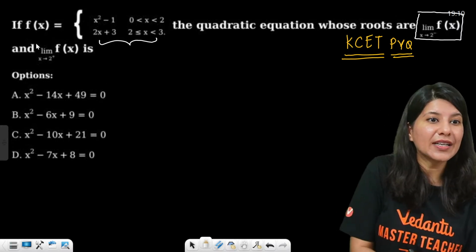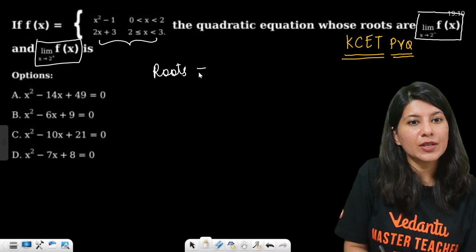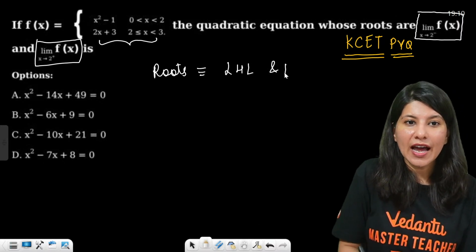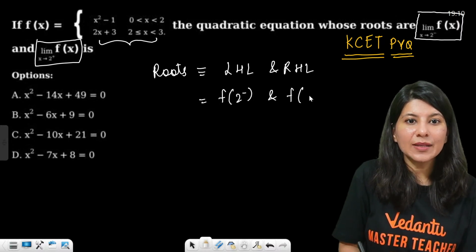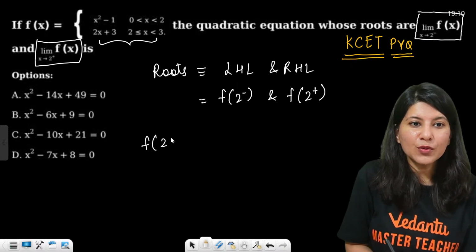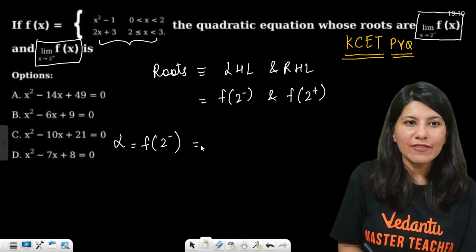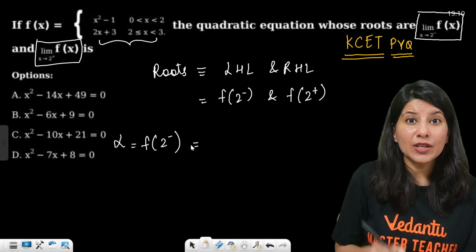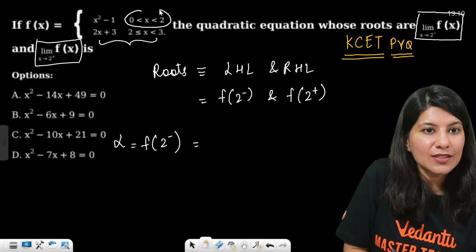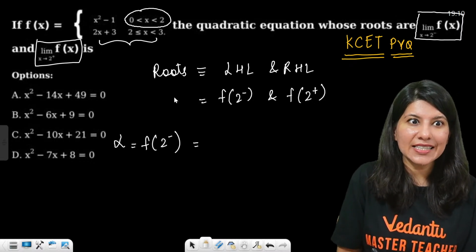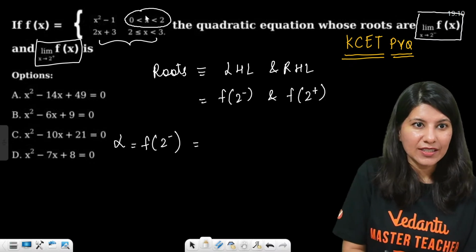function at x equals 2 and right hand limit of the function as x equals 2. So roots of the quadratic equation are the left hand limit and right hand limit. Left hand limit is f of 2 minus and right hand limit is f of 2 plus. Now f of 2 minus is your first root, that you can call alpha. F of 2 minus means you're looking for x less than 2. Yes, x less than 2. Can you see here? x is less than 2. Correct? Okay.